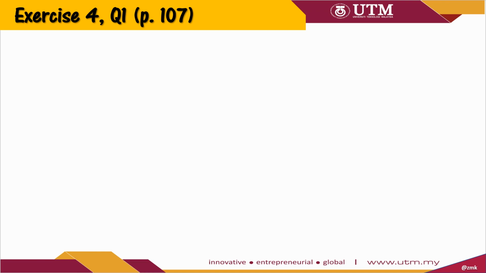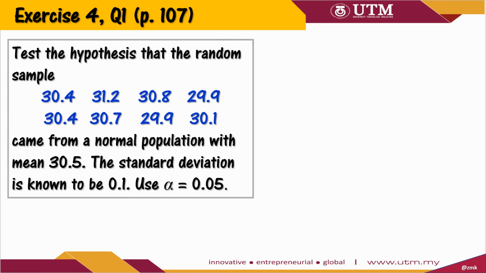Here the question is, test the hypothesis that the random sample given by the sample data came from a normal population with mean 30.5. The standard deviation is known to be 0.1. Use alpha equal to 0.05. Based on this question, it is obvious that you ought to run a hypothesis test to solve this question, which is covered in chapter 4.